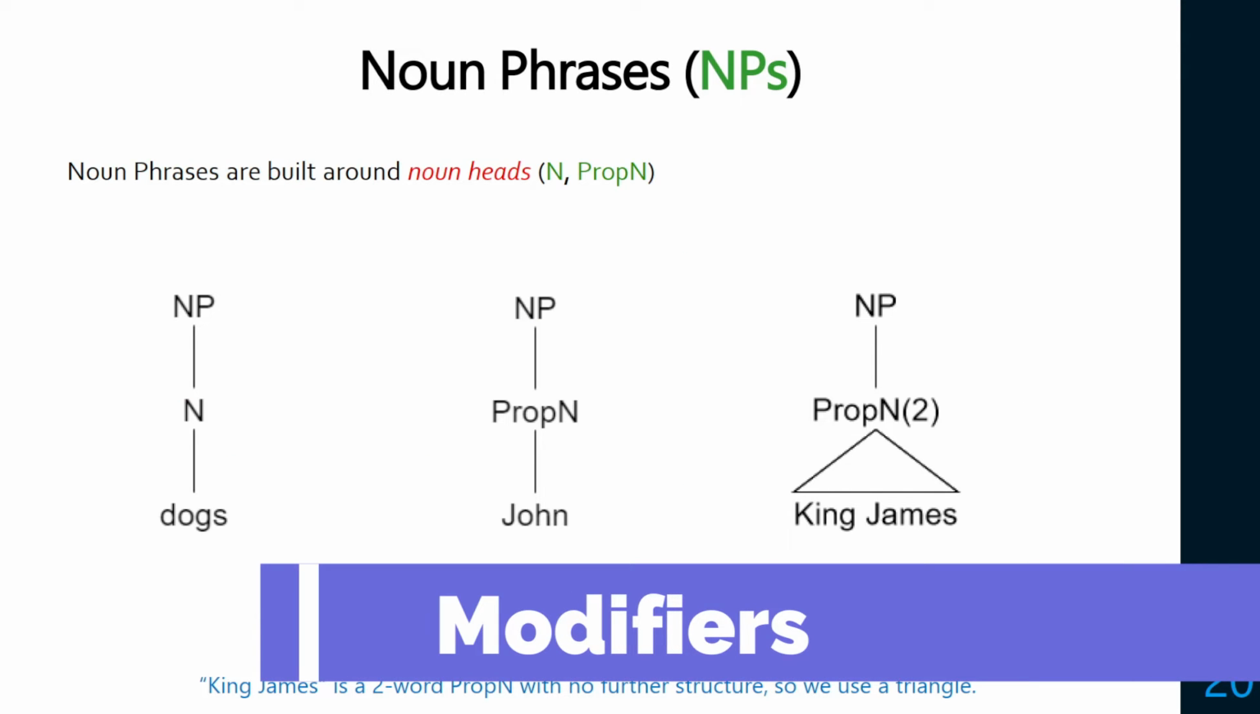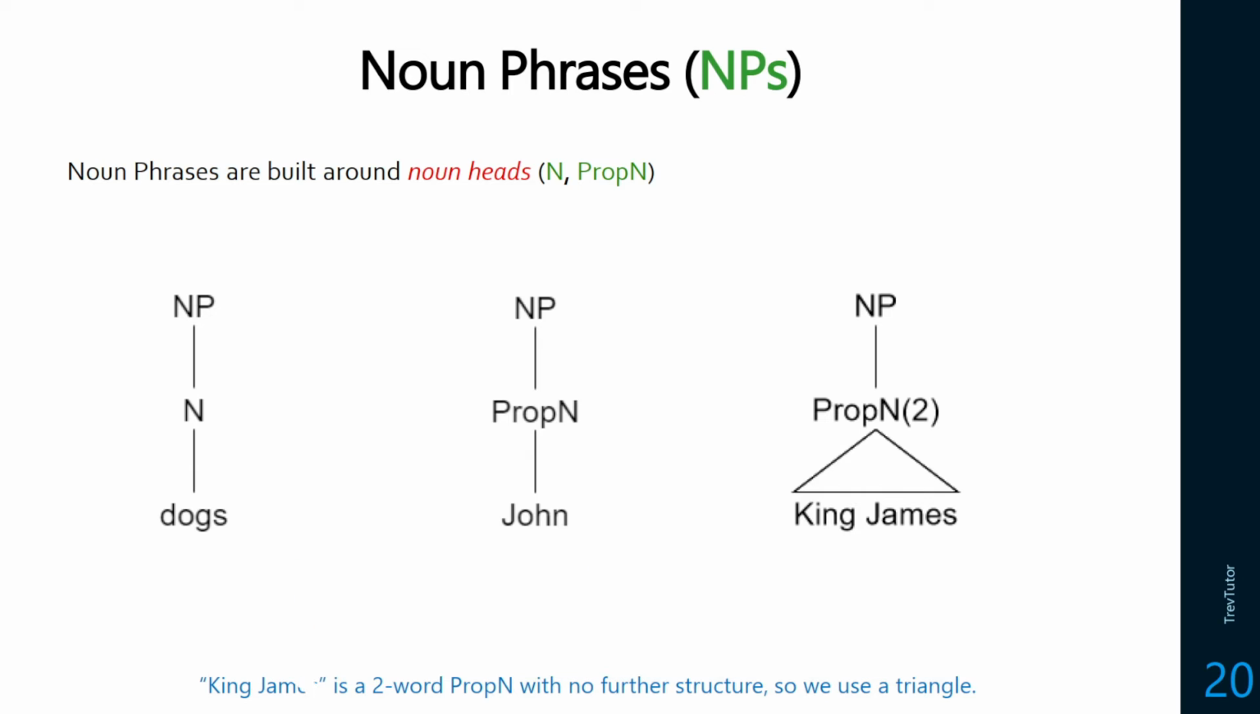Now, noun phrases are going to be built around noun heads. So any sort of noun or proper noun. So let's say we have a word like dogs. This is going to be a noun. It must build up into a noun phrase. John is a proper noun. It must build up into a noun phrase. Anytime you see a noun or proper noun, it must build up into a noun phrase.